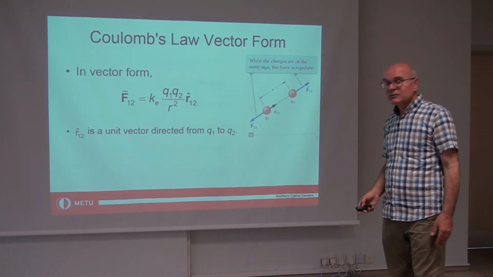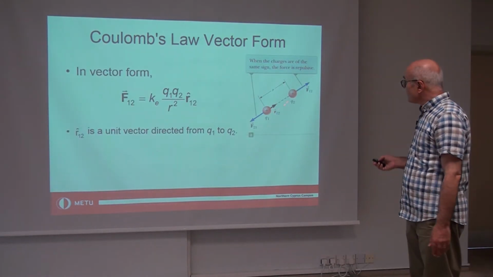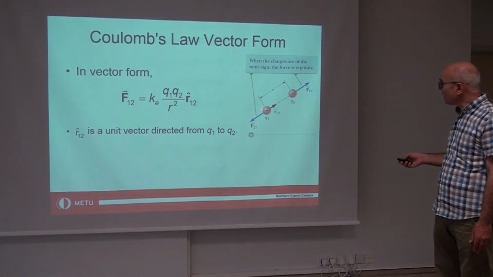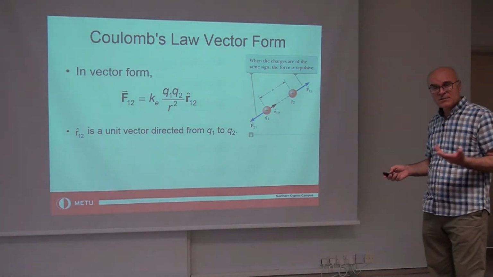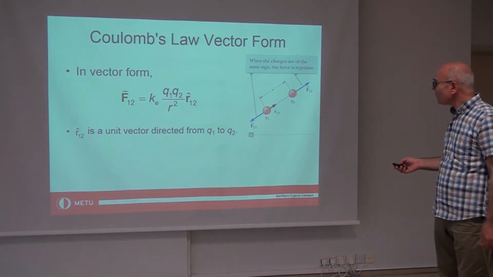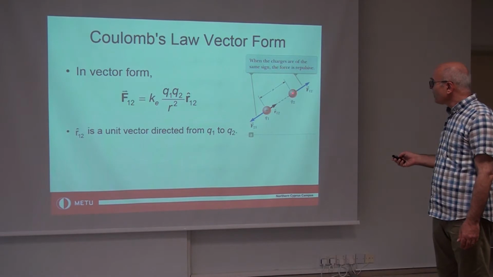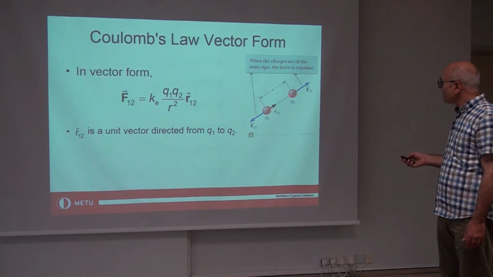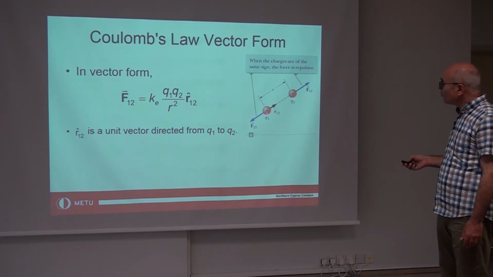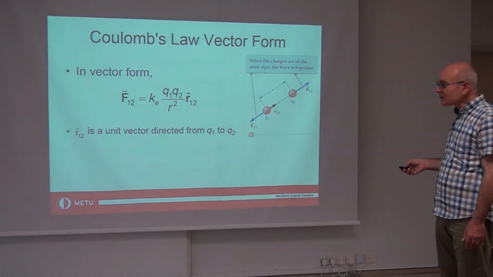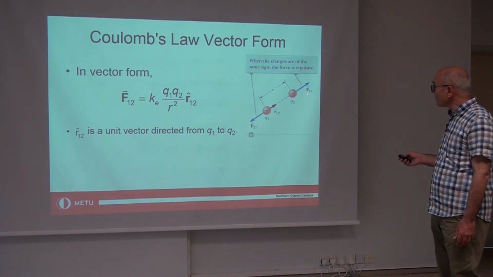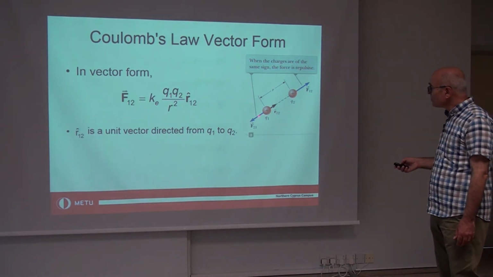To do this, consider this figure where we have two point charges, and for the time being we take these two charges to be of the same sign, both positive. So we have Q1 and Q2. Now we want to find an expression for the force by 1 on 2, which we call F12, or by 2 on 1, which is F21. This is how we understand the indices here. So F12 is the force by 1 on 2, F21 is the force by 2 on 1.